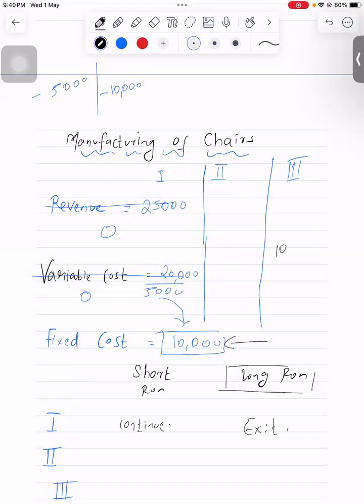This 10,000 is nothing but, let's say this is your monthly rent payment and you paid 12 months of rent in advance. So that's why there is no point to shut down the business in between because this fixed cost has already occurred. After 12 months, when rent will be due for renewal, at that time you do not renew it. At that time you exit from the business. So short run basically means it is a time period till the time you recover your fixed cost. Once your entire fixed costs are recovered, then that time period will be called as long run.